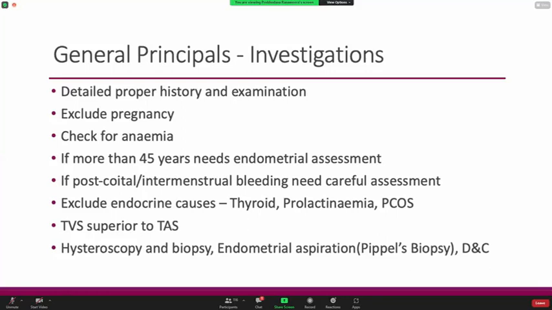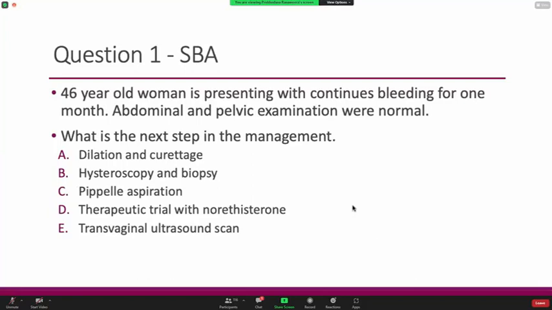And hysteroscopy and biopsy, endometrial aspiration. We have methods of taking biopsies now, not like earlier days, only D&C. Now we have even outpatient methods, where we don't need to put the patient to sleep, like endometrial aspiration, what we call pipelle biopsy. If you come to our clinic, sadly the clinic is not functioning these days. We used to do a lot of pipelle biopsies, right? So these are important, right?